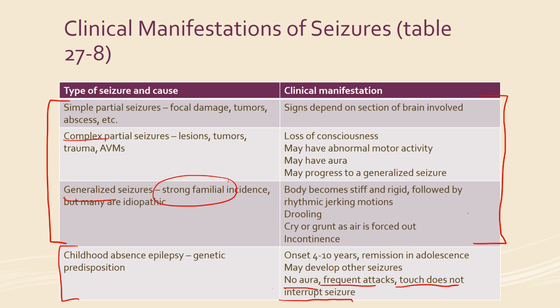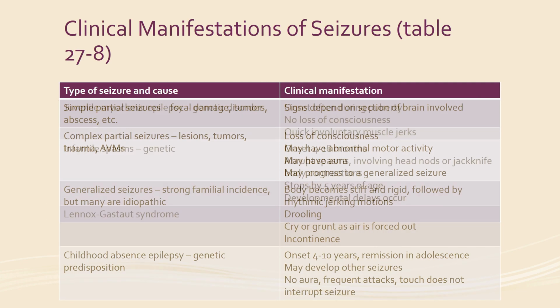So the onset is around 4 to 10 years old, and the remission is in adolescence. So in that sense, it's very much like a pediatric thing. You may develop other seizures, but not necessarily. Some children just do just fine with no noticeable long-term sequelae. So hopefully that's the best case scenario. It just kind of goes away by adolescence, and then we never hear from it again.